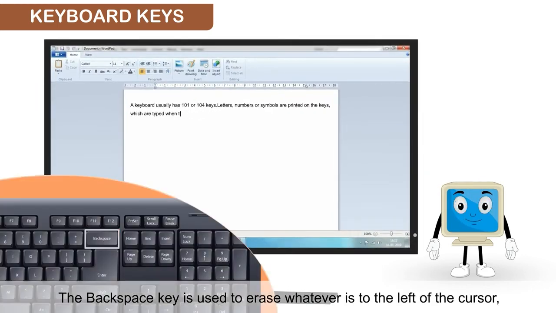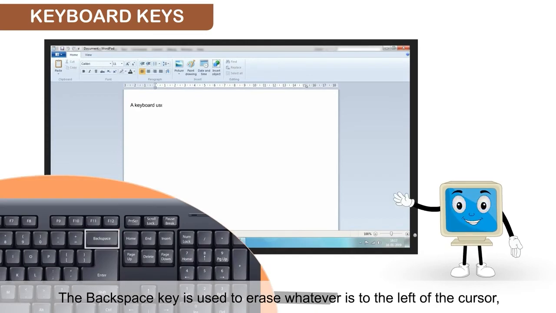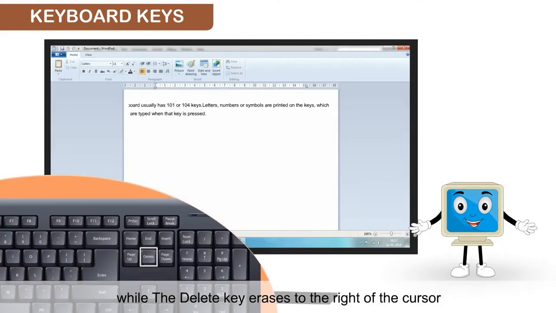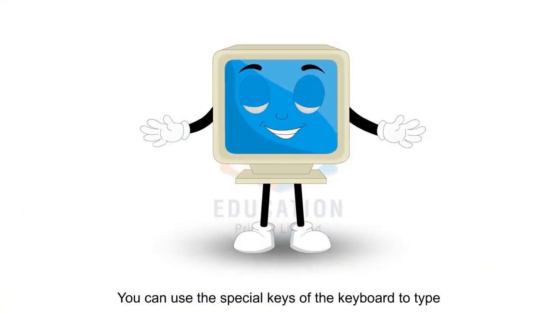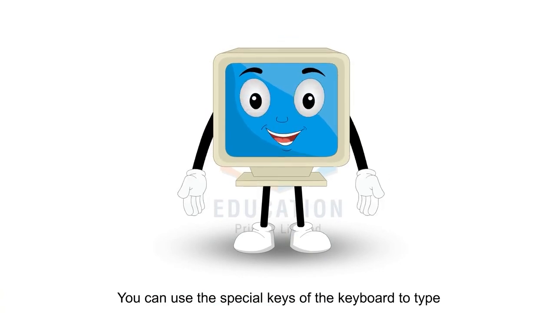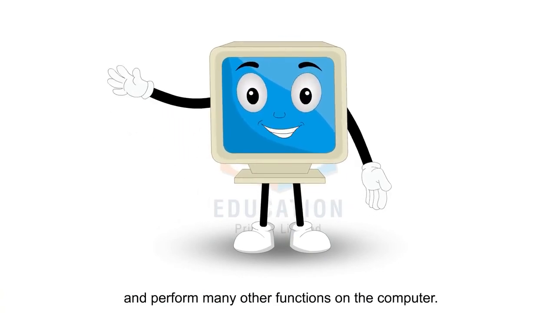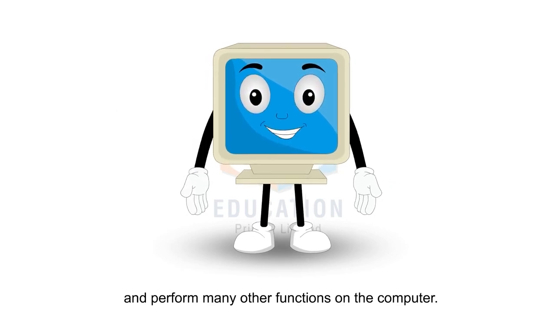The backspace key is used to erase whatever is to the left of the cursor, while the delete key erases to the right of the cursor. You can use the special keys of the keyboard to type and to perform many other functions on the computer.